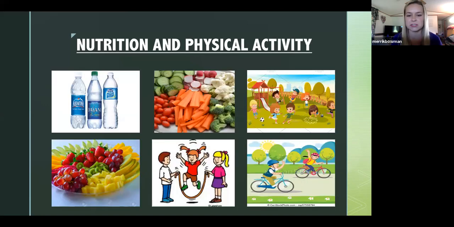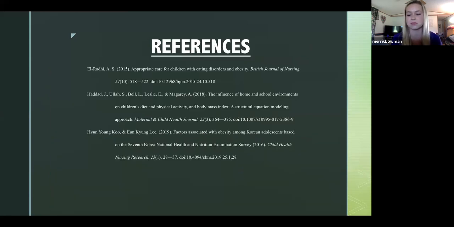So these are some of the things that you can do for healthy choices of food or activities such as water, fruits and vegetables as snacks, playing on the playground at school, or if you have a playground outside of your house, riding a bike or jumping rope. And these are my references.